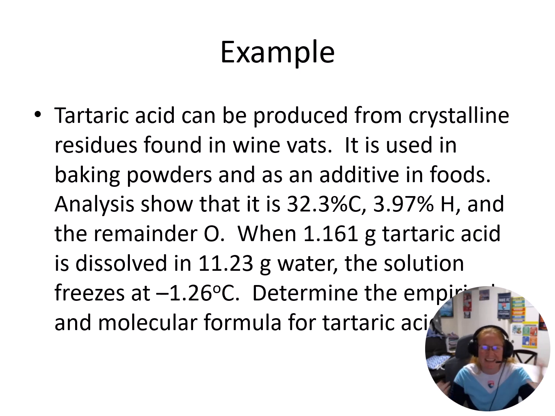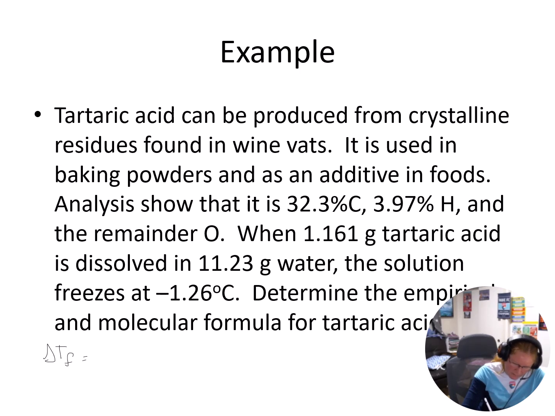All right, so we have 32.3% carbon, 3.97% hydrogen, and then the rest is oxygen. So if I have some tartaric acid dissolved in water, the solution freezes at negative 1.26 degrees Celsius. Okay, which means my delta T sub F is 1.26 degrees Celsius because the regular freezing point of water is 0. So my change in freezing point was 1.26 degrees Celsius.